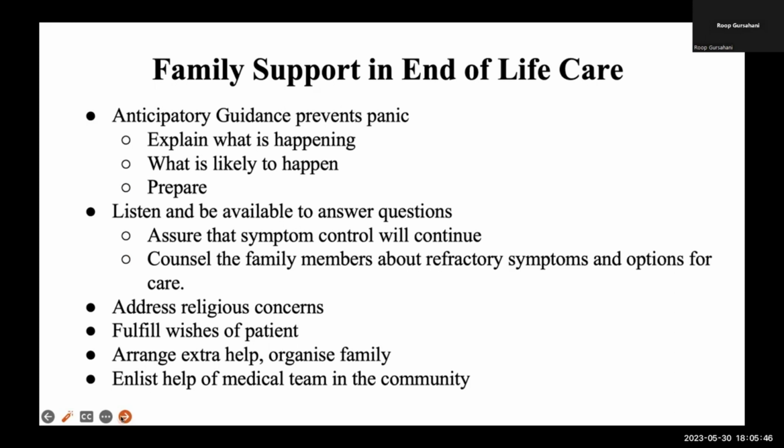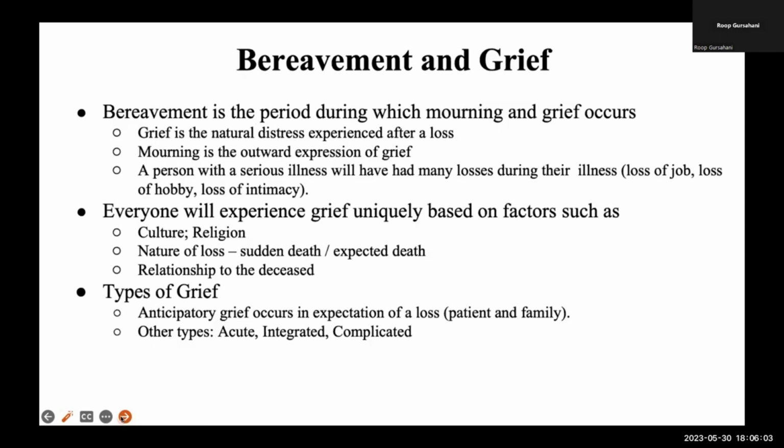You have to be available to answer questions. If religious concerns or wishes of the patient are there in terms of funeral arrangements, we have to help with that, or at least make sure that they can be done. And enlist help from the family, from the medical team and the community. Remember that bereavement is the period during which mourning and grief occurs. Grief is the natural distress experienced. Mourning is the outward expression of this.